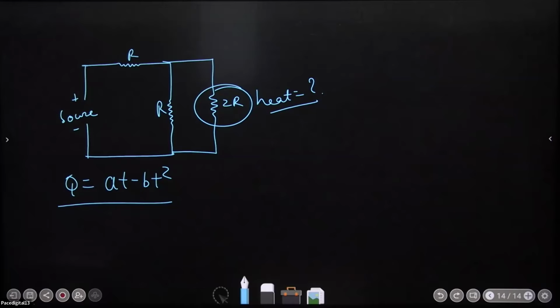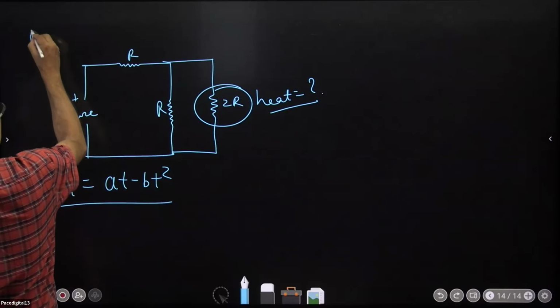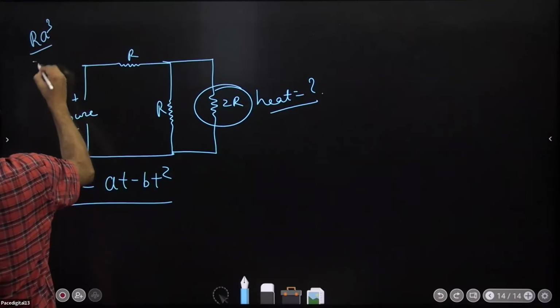So is it 2 R A cube by 9B? Wait, how much? 2 R A cube by 9B. R A cube by 27B. R A cube by 27B is the answer.